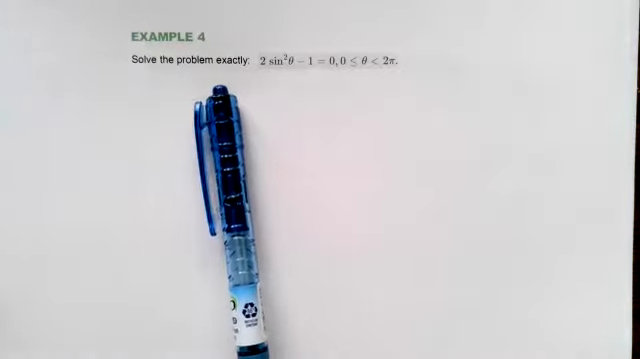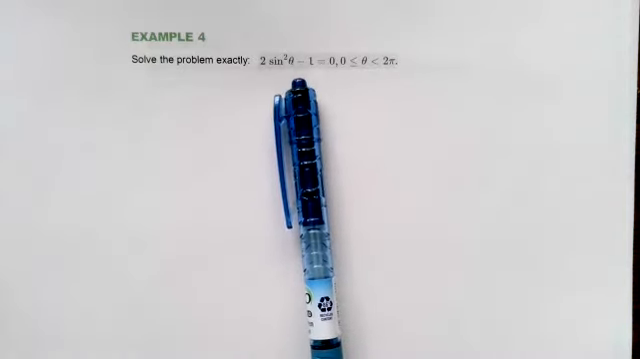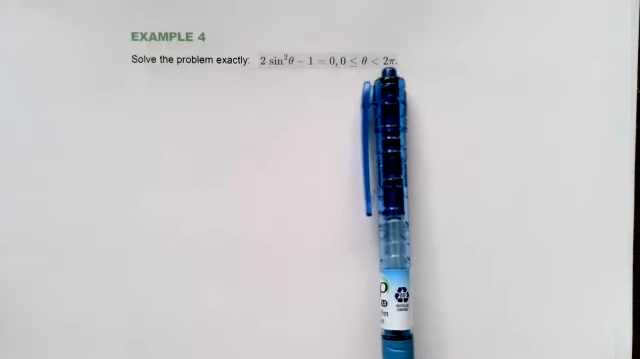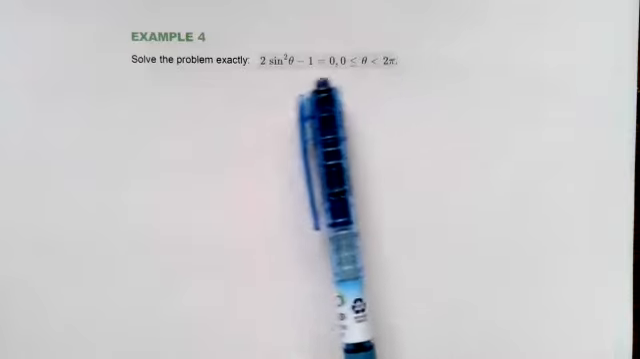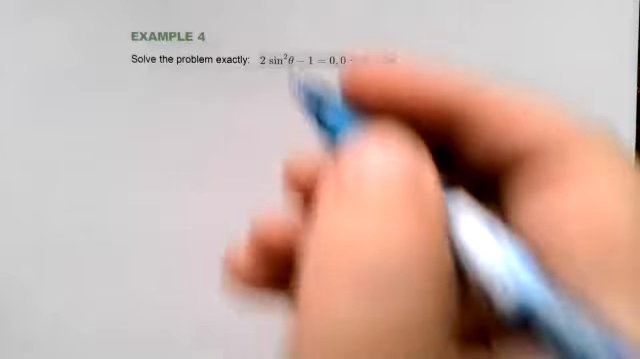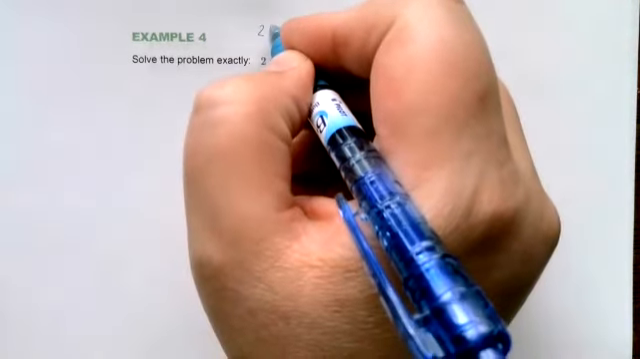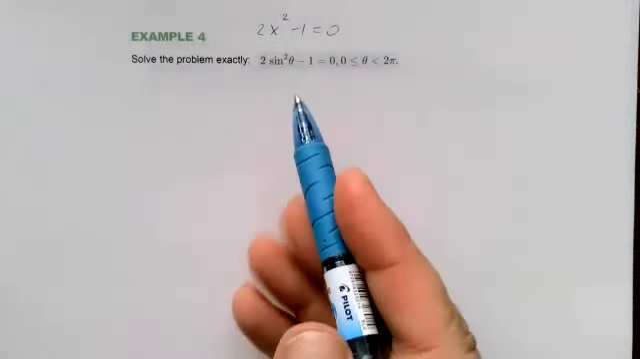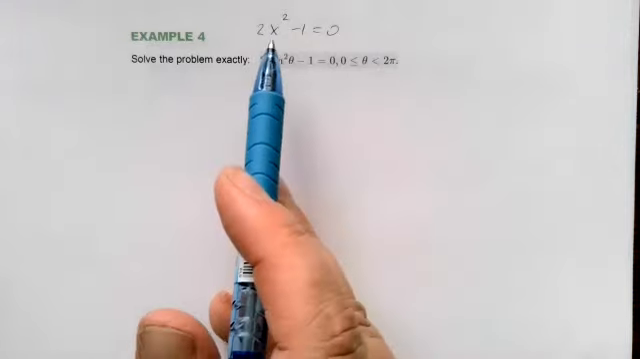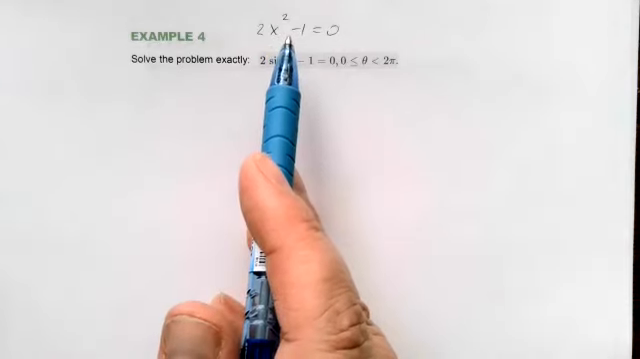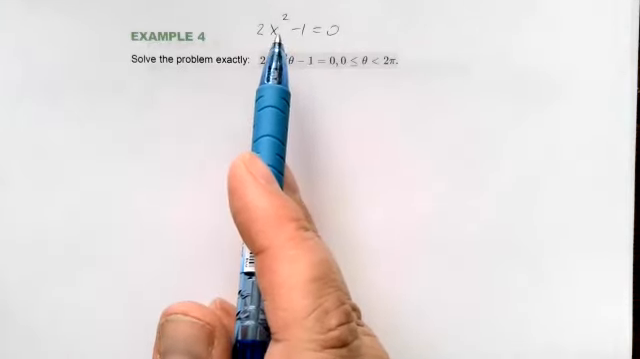Let's take a look at our next example, example 4, where we have 2 sine squared theta minus 1 equals 0. And again, our theta is between 0 and 2 pi. If sine theta would be our variable x, that equation would be 2x squared minus 1 equals 0. And we know how to deal with this type of equation. Since we don't have any x to the first power, we just isolate x squared.